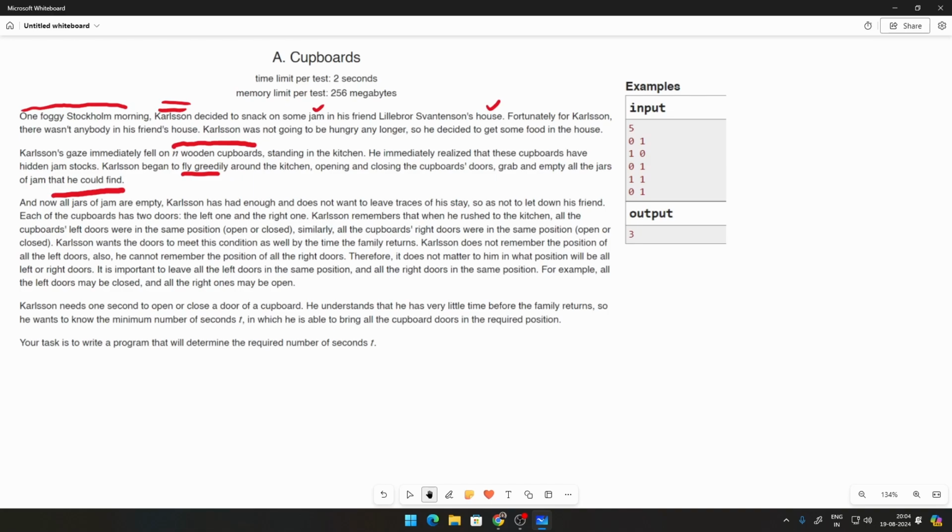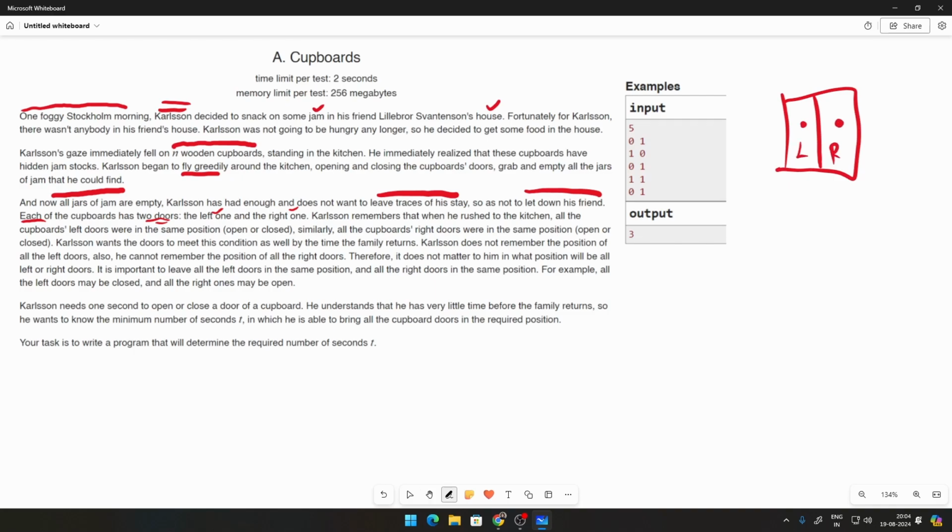Now Carlson has had enough and he does not want to leave traces of his stay. He does not want anyone to know that he was here eating the jam, so that he doesn't let down his friend. How do we achieve this? How does he not leave traces? First things first, each cupboard has two doors, a left door and a right door. We know this is how cupboards are. There's a cupboard like this, let's say, and there's one part here, one part here. This is the left door, this is the right door.